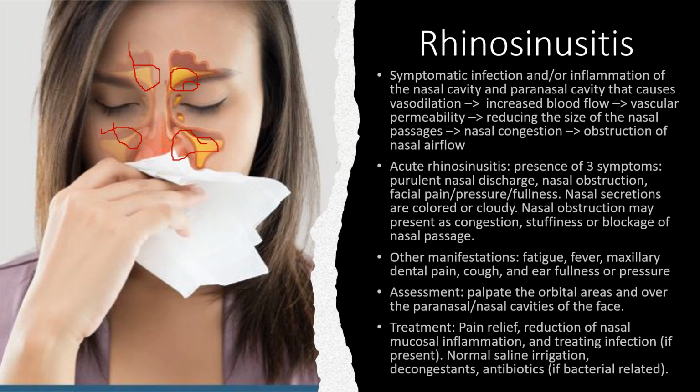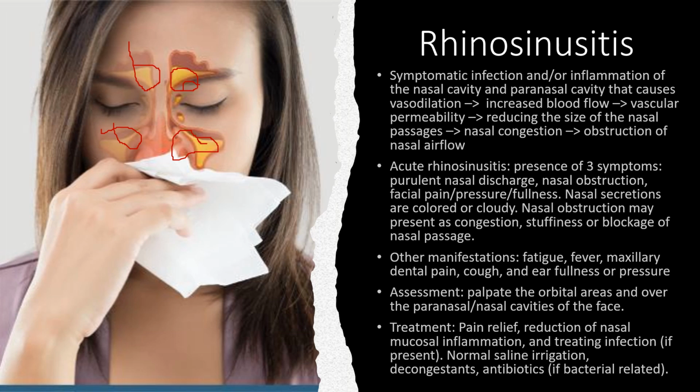So acute rhinosinusitis is diagnosed by the presence of 3 symptoms. So they have purulent nasal discharge or drainage. So this is that green yucky mucus, nasal obstruction, facial pain, pressure, or fullness. A lot of people get those, like, I have a sinus headache.